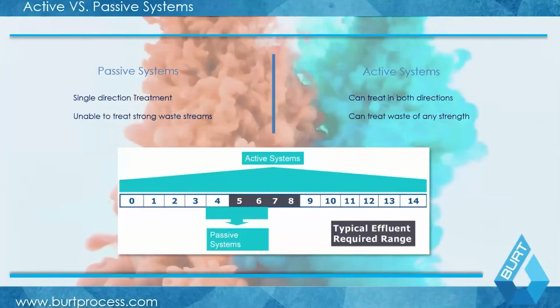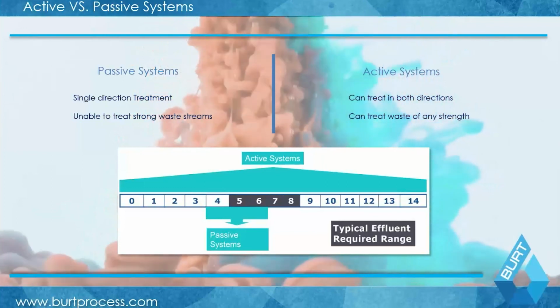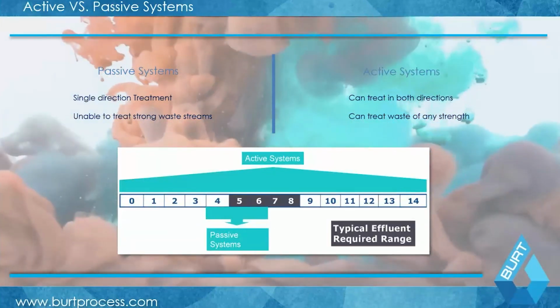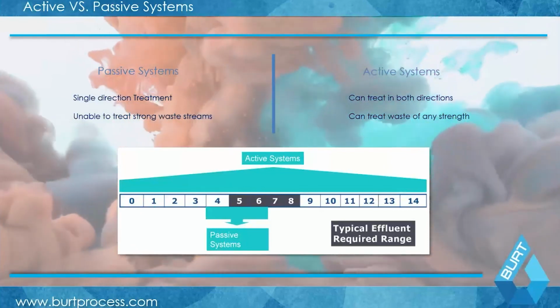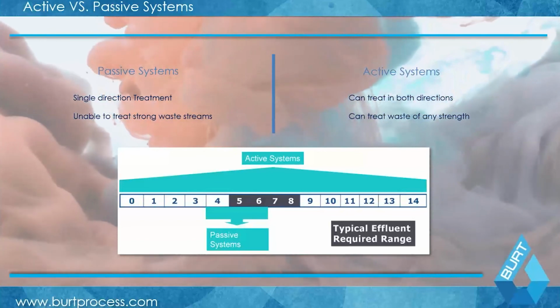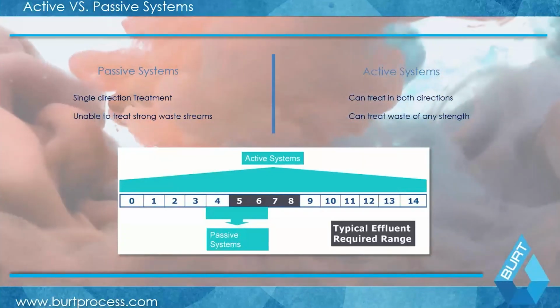Active systems, which are much more common today and which this presentation is going to focus on, can treat in both directions, and with the right sizing, they can treat over the entire pH range, whether you're dealing with pH 0 basically to 14 at that point.